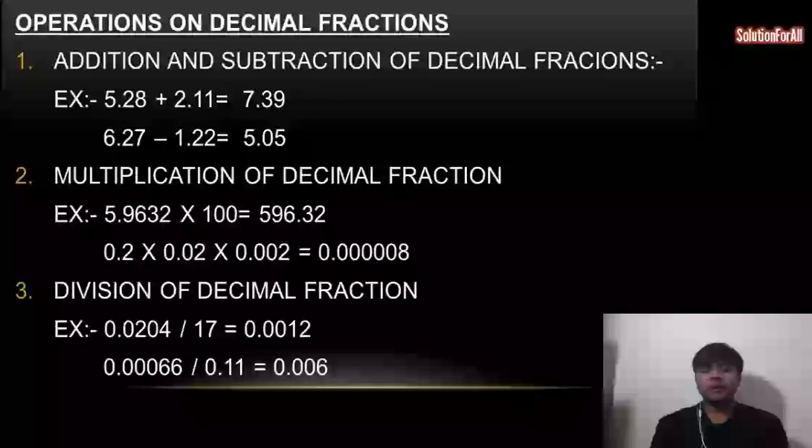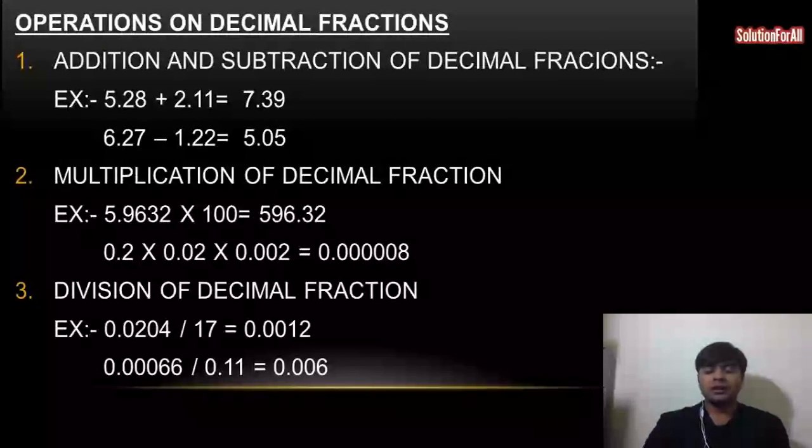Now the second one is multiplication of decimal fraction. 5.9632 into 100. What basically I'll do here, I'll multiply these numbers. Now I can see after the decimal I have four digits, and I'm multiplying it with 10 to the power of 2, that is, I have 2 zeros here.